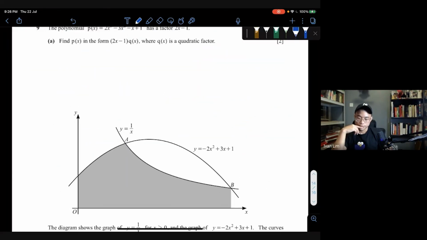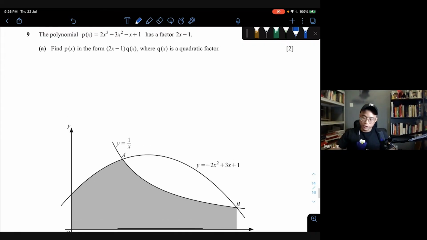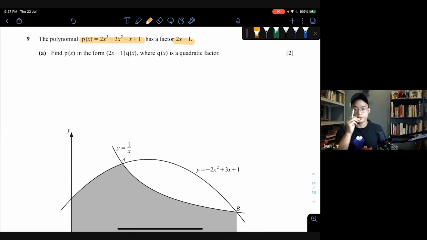Question 9. Okay, let's see. Question 9, two more. Okay, the polynomial p(x) equals 2x cubed minus 3x squared minus x plus 1 has a factor of 2x minus 1. Find p(x) in the form (2x minus 1) q(x), where q(x) is a quadratic factor. Okay, so we look at this. This is a cubic equation. So a cubic equation can be simplified to bracket, bracket, bracket, right? But if we put the first bracket first, then the other one will be a quadratic factor.